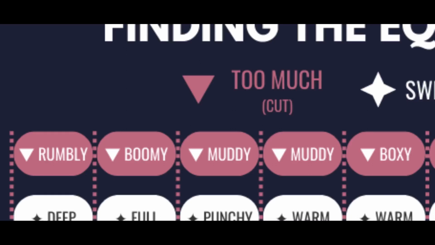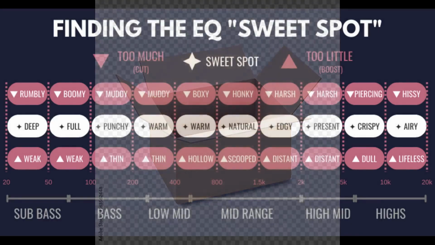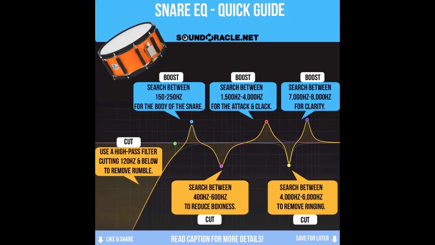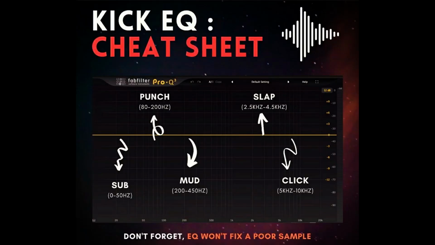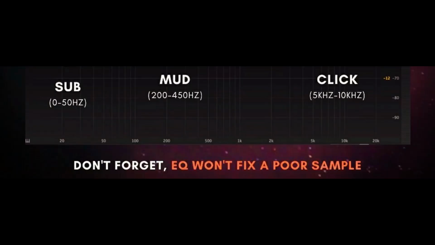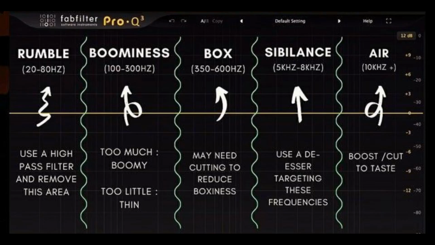What else is there? Oh, this is fun. Rumbly, boomy, muddy, boxy! Why? Oh, the boxes, they're everywhere. I can't escape them. Everywhere I go, there are just more boxes. Ooh, reduce mud by just dipping things at 200 to 450 hertz arbitrarily. This is good advice. Don't forget, EQ won't fix a poor sample. Well, as far as I know, no audio tool will fix your poor advice. Get out of here. Oh, the boxes, they're back.